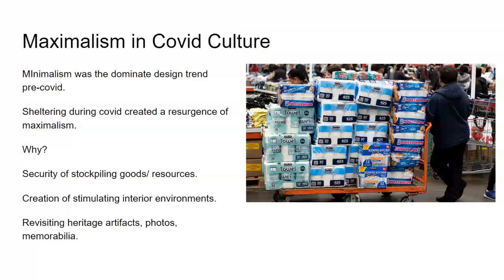But then when everybody had to stay home, there became a resurgence of maximalism. And the reason was that there was the anxiety and the resulting security that you get when you stockpile goods and resources. And everybody knows that toilet paper was one of those that was heavily stockpiled and still is, as well as paper towels and cleaning supplies.